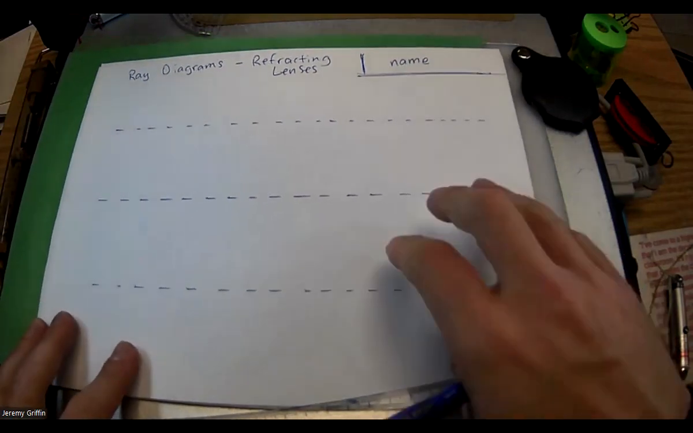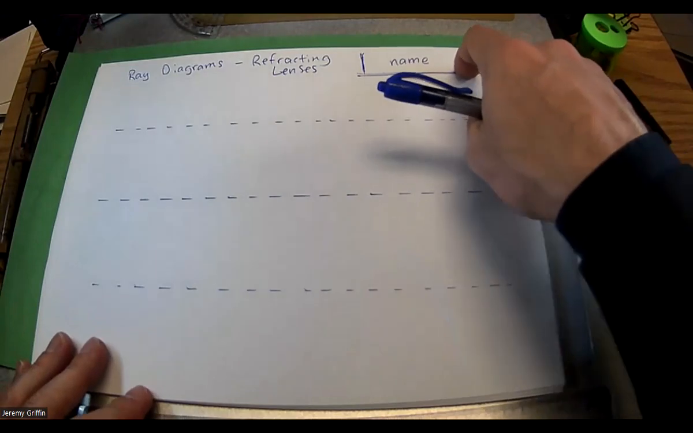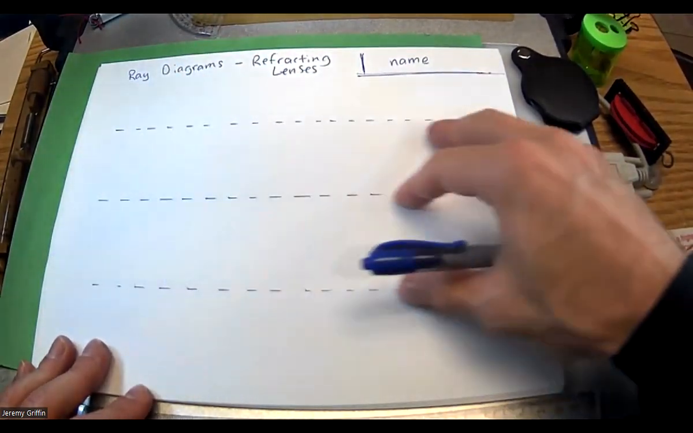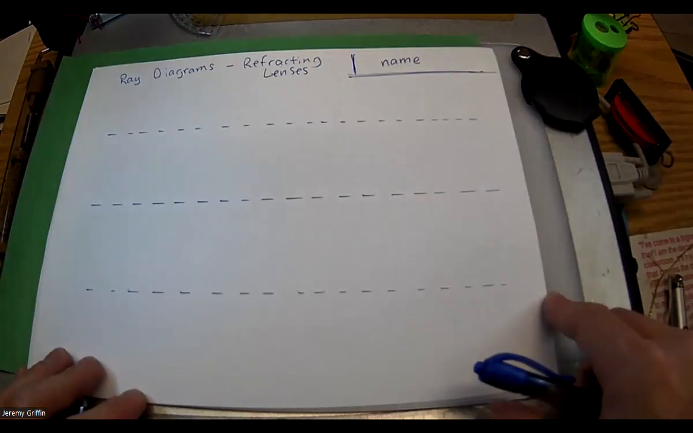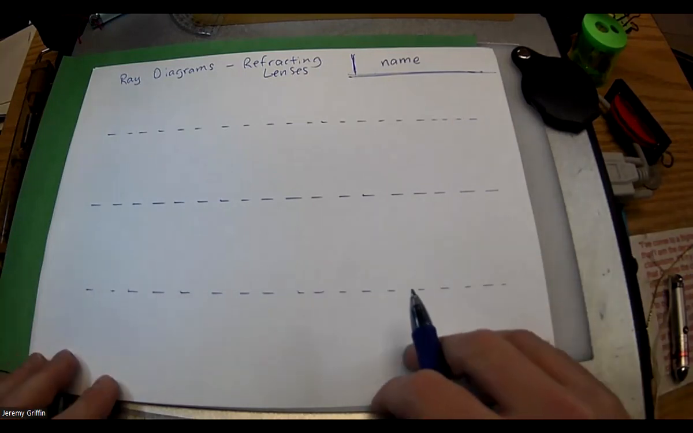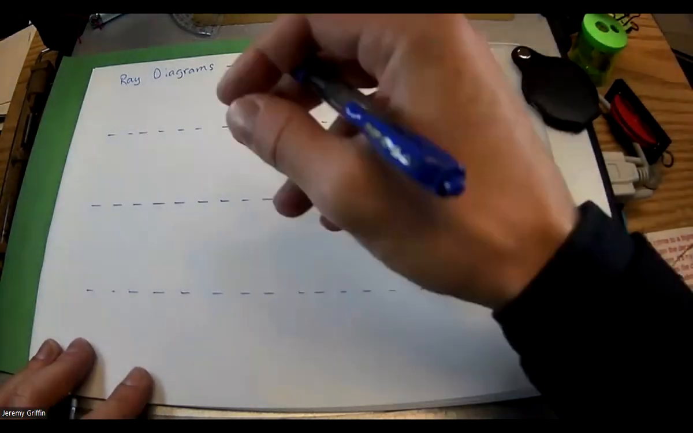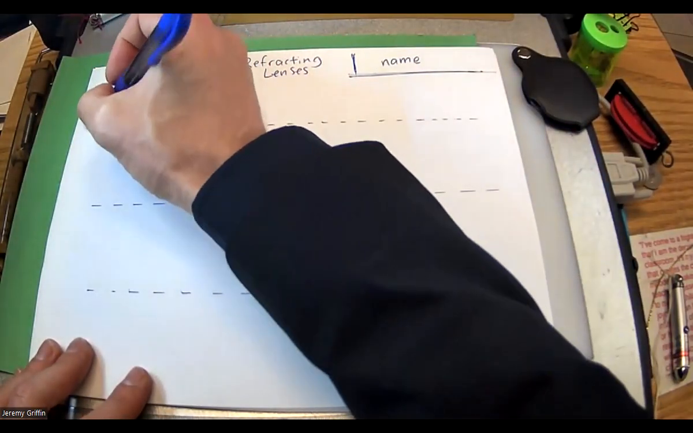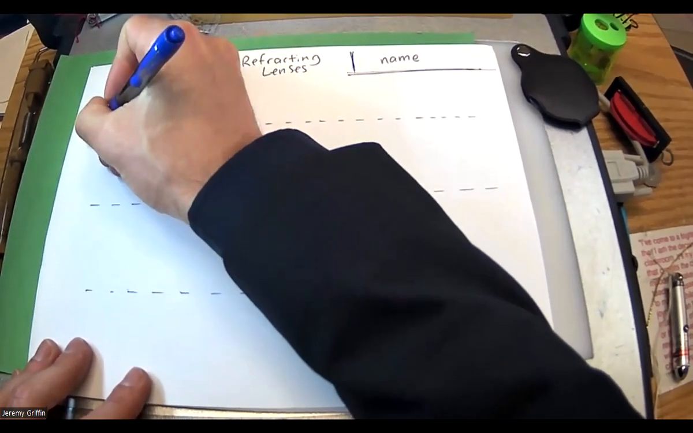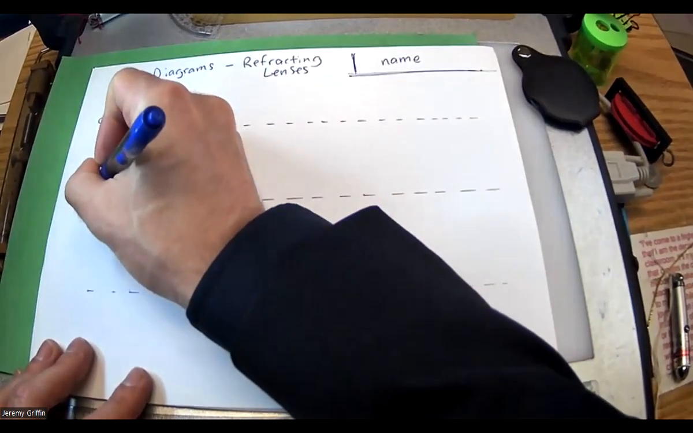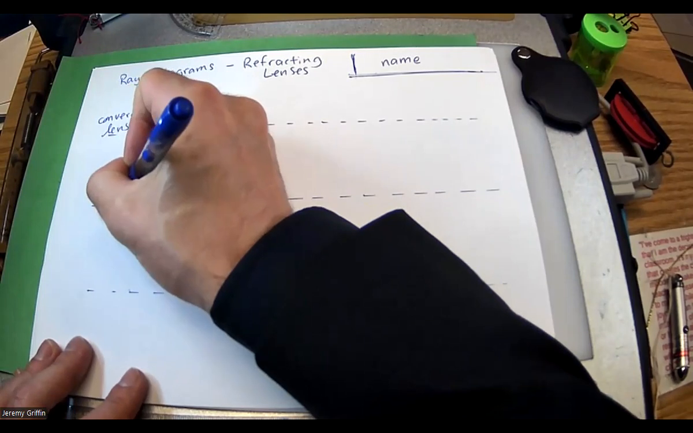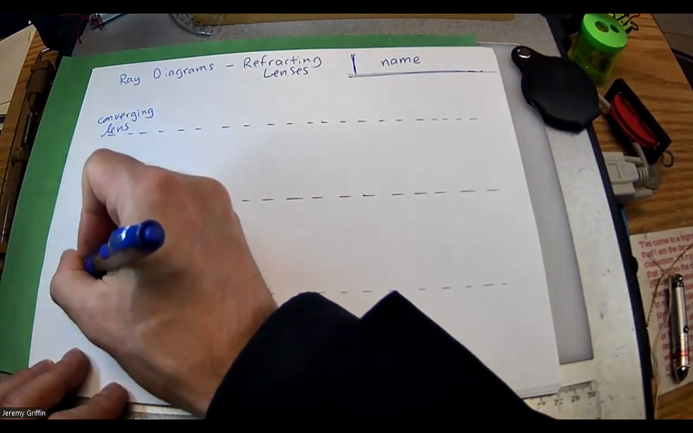Okay. So everybody did this so far. You guys got a name on your paper. You got it titled "Ray Diagrams for Refracting Lenses." You have 3 horizontal lines going across the paper. Okay. Because we're going to do 3 individual scenarios. Okay. These first 2 are going to be converging lenses. So converging lens, converging lens. Okay. This third one will do a diverging lens.